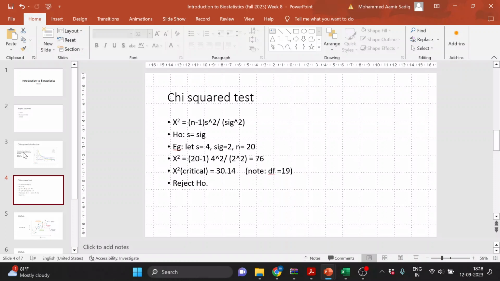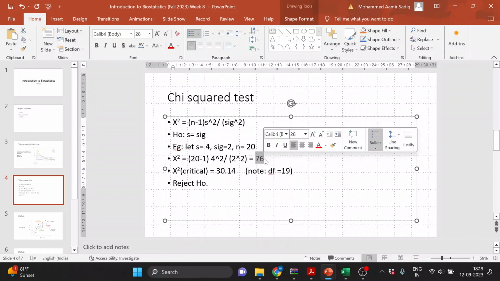It's n minus 1 s square divided by sigma square, where s is your sample standard deviation, and sigma is your population standard deviation. So if your null hypothesis is s equals sigma, then substituting those values, you have to do this chi-square test. So chi-square is n minus 1 into s square by sigma square. You get a value of 76.